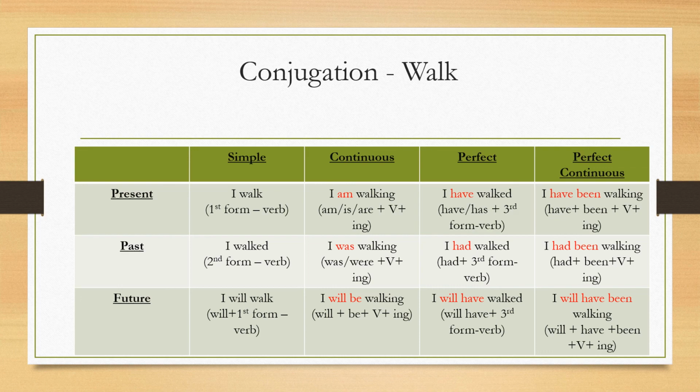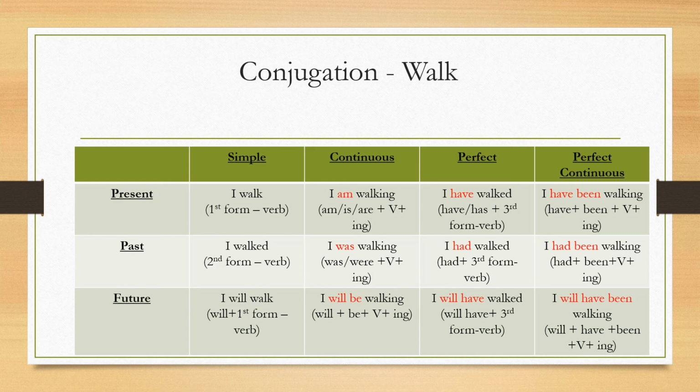Past continuous, you need to add was or were depending on the person with verb plus ing. I was walking. Future continuous, you need to add will plus be plus verb plus ing. I will be walking. So we have completed the structure of continuous tense.